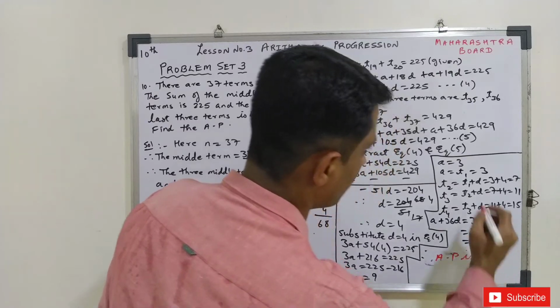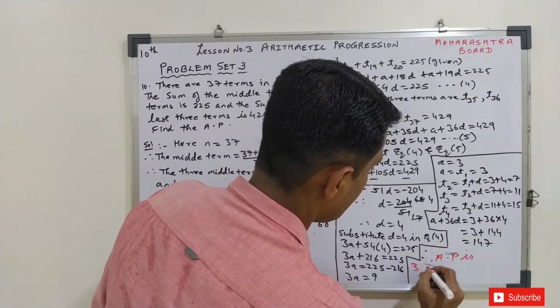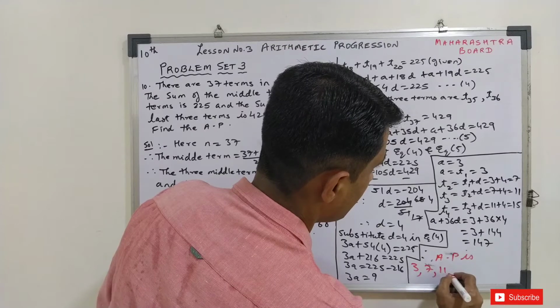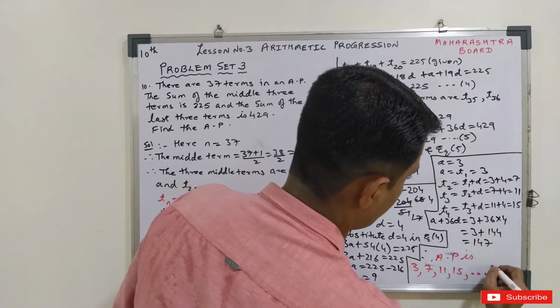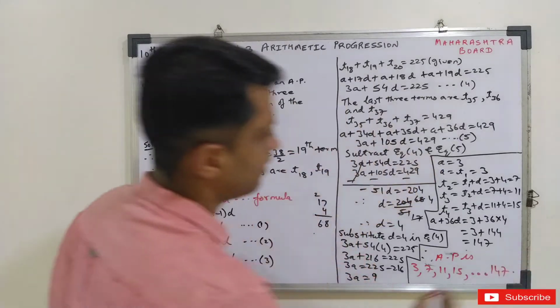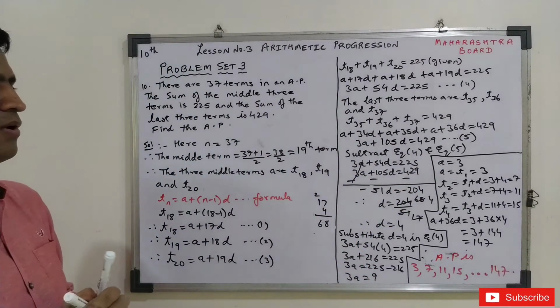Therefore, AP is what? 3, 7, 11, 15 dot dot dot till the last term is what? 147. This way you have to do the sum.